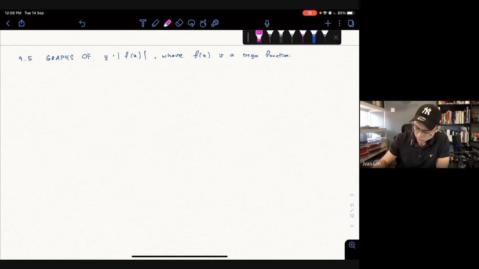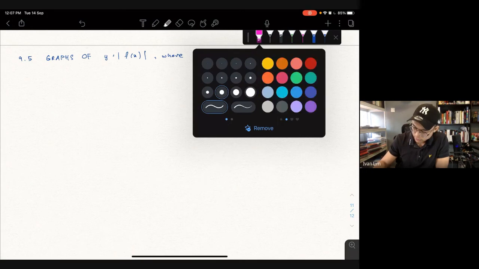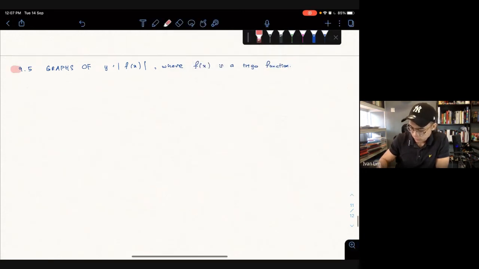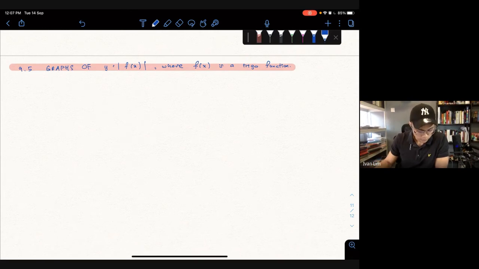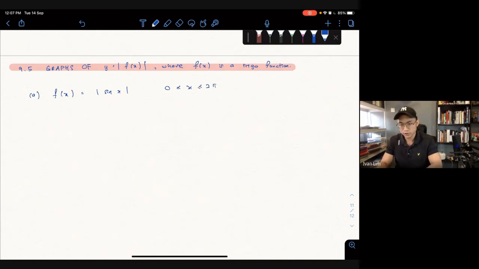Let me highlight this. Sketch the graph f(x) equals modulus sine x for 0 to 2 pi. You all need to take note of this range. Don't neglect it, because in later questions you also need to take note of it. Don't always assume that it's just 0 to 360 degrees.